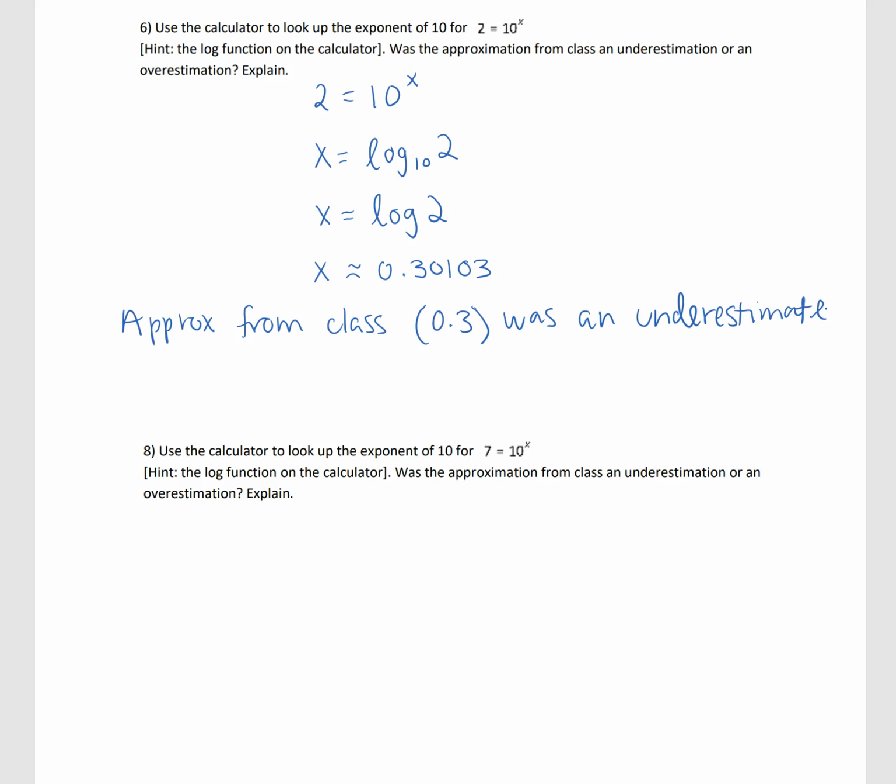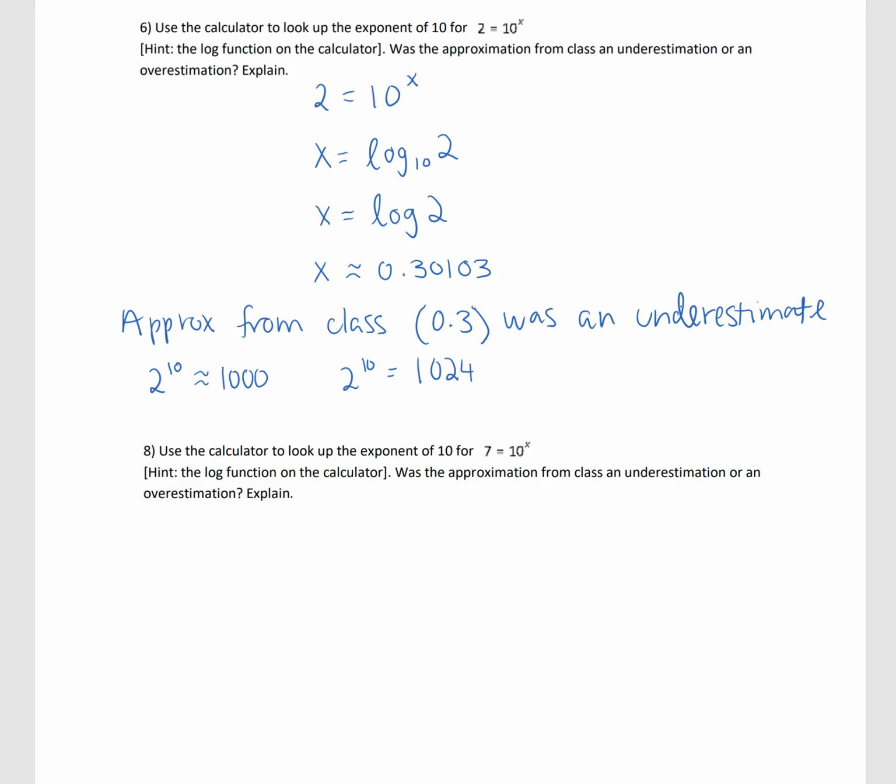And that's because, if you remember, when we estimated in class, we said that 2 to the power of 10 was about equal to 1,000. But 2 to the power of 10 is actually equal to 1,024. So since 1,000, our estimate, is less than 1,024, our estimate 0.3 is an underestimate.